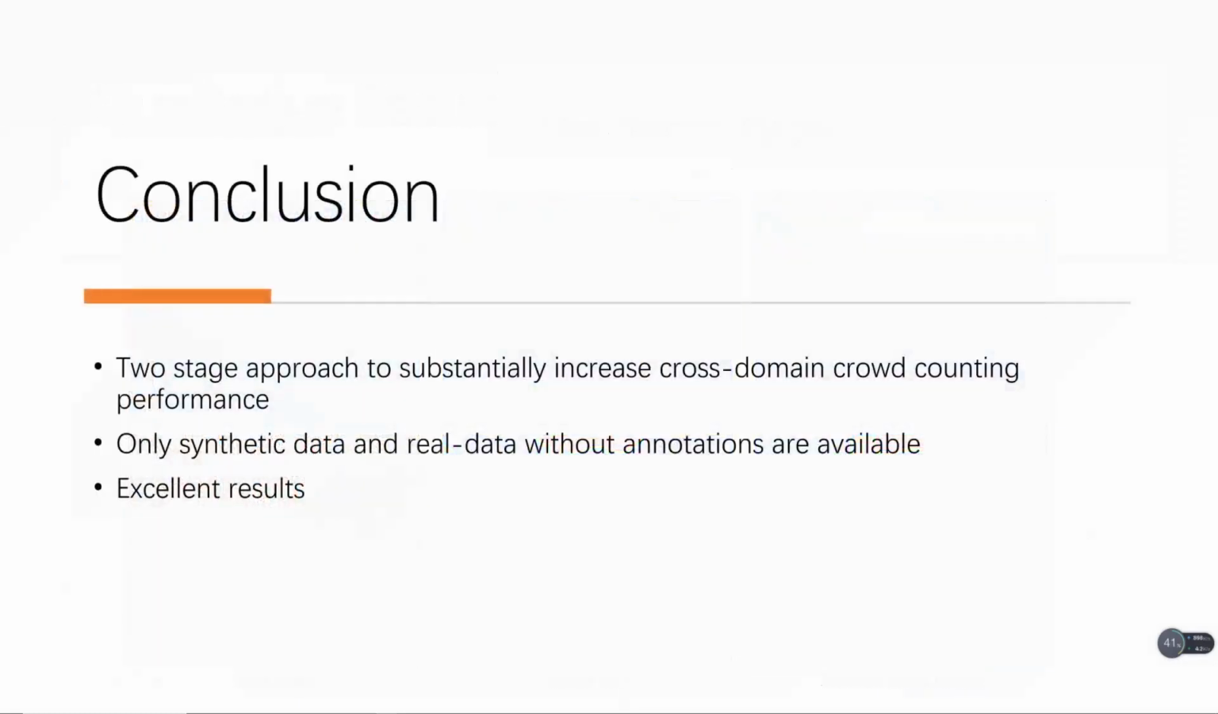In conclusion, we propose a two-stage approach to substantially increase cross-domain crowd counting performance without using ground truth real image annotations at all. Thanks for watching.